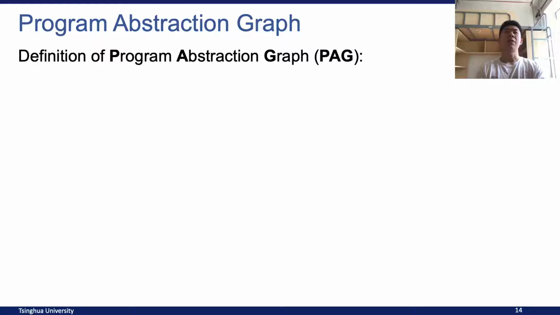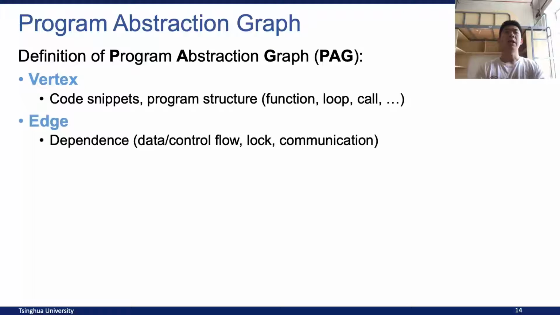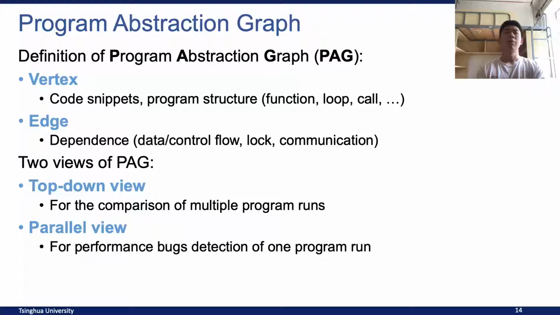Here we give the definition of PAG. The vertex of PAG represents code snippet or program structure, such as function, loop, and call. The edge of PAG represents dependence, including intra-process data control dependence, inter-thread lock dependence, and inter-process communication dependence. And there are two views of PAG. Top-down view is used for comparison of multiple program runs. Parallel view is used for detecting complex performance bugs inside a program run.